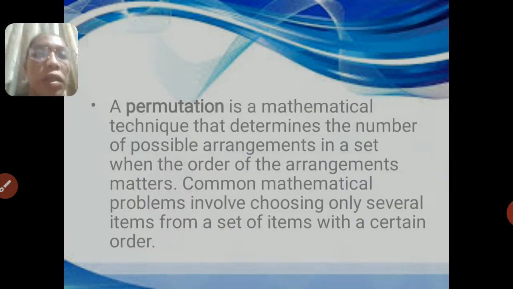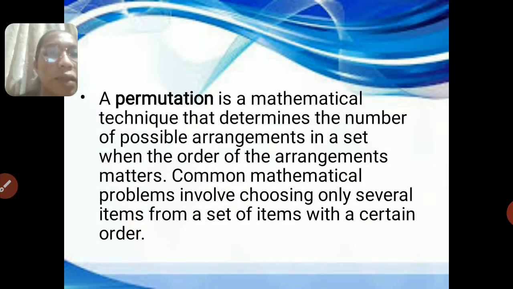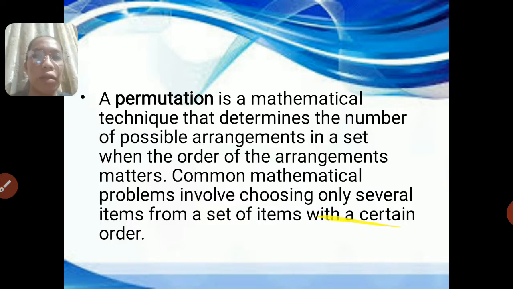The meaning of permutation: a permutation is a mathematical technique that determines the number of possible arrangements in a set when the order of the arrangement matters. Common mathematical problems involve choosing only several items from a set of items with a certain order.